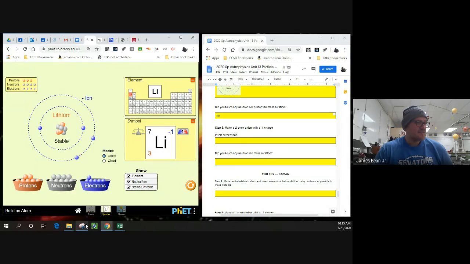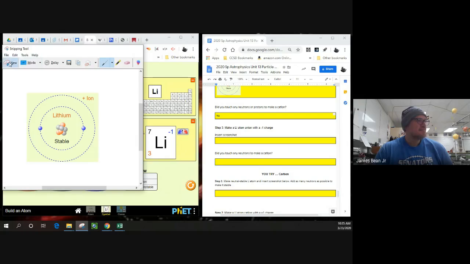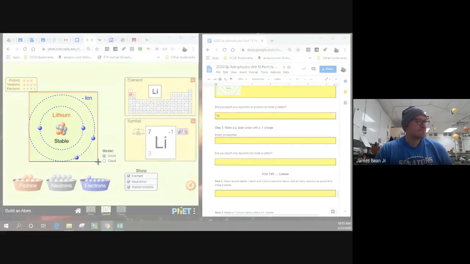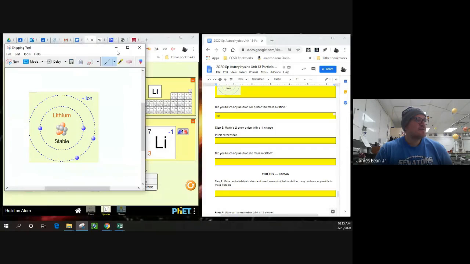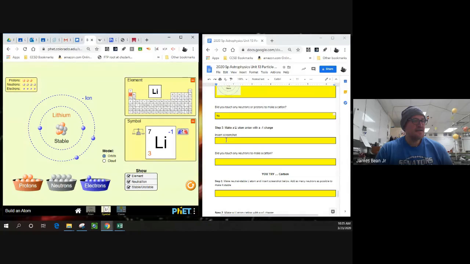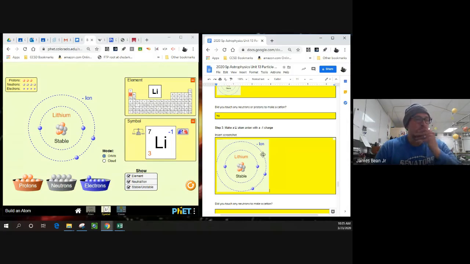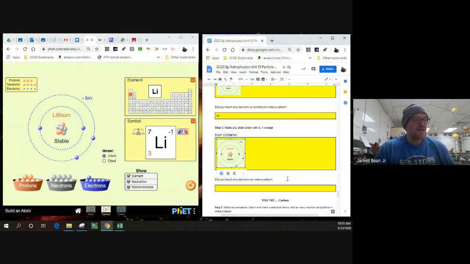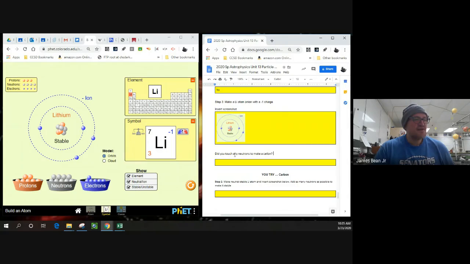So I go over here, screenshot this, copy, and let's put the screenshot right here. Control V. Let me make this a little bit smaller. Then it says, did you touch any neutrons or protons to make an anion? That is no.